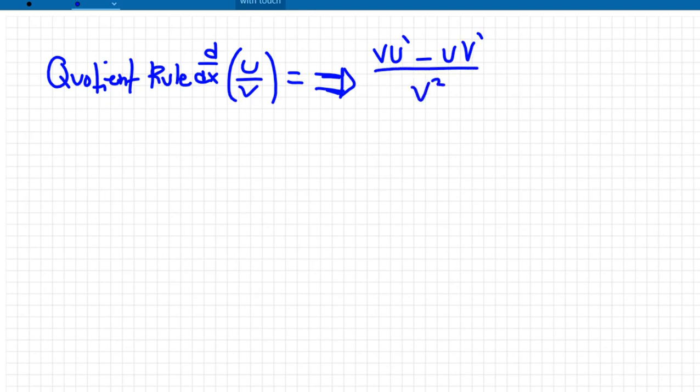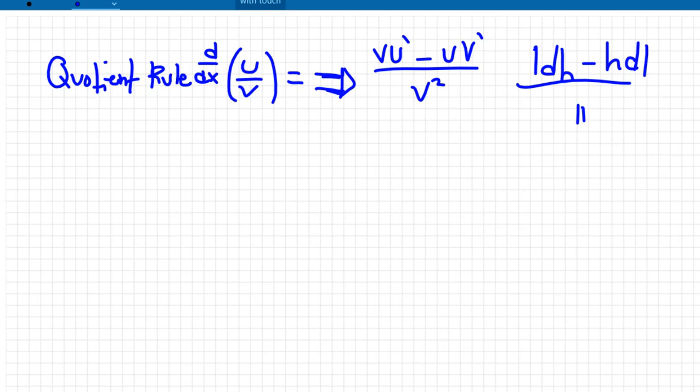And the way I learned this was always low d high, so low being v, high being u: low d high minus high d low over low low. So if you write that out as words, low is L, high is H, you can just remember LDH minus HDL over LL. So low D high minus high D low over low low.